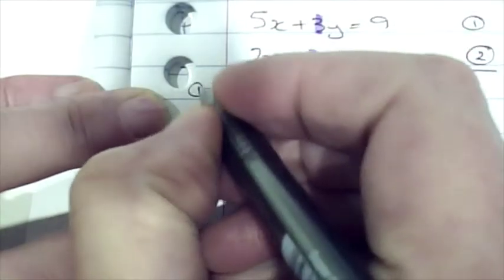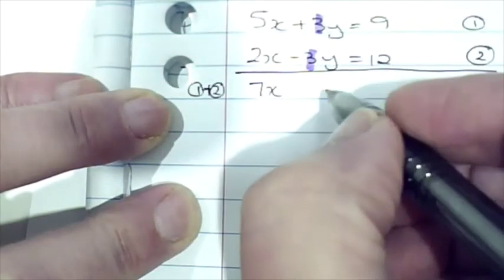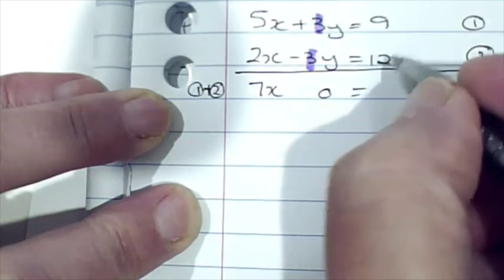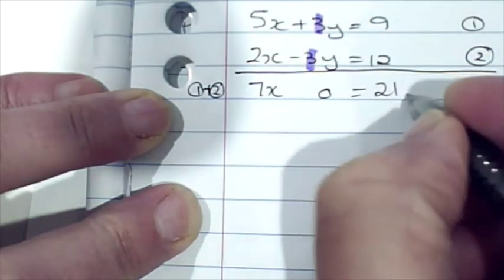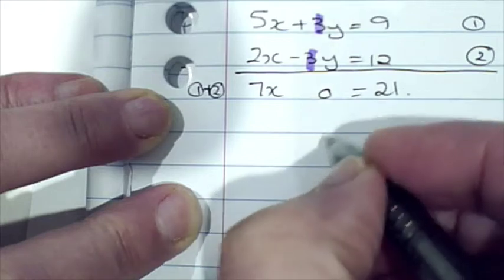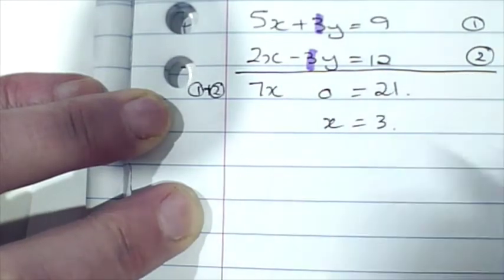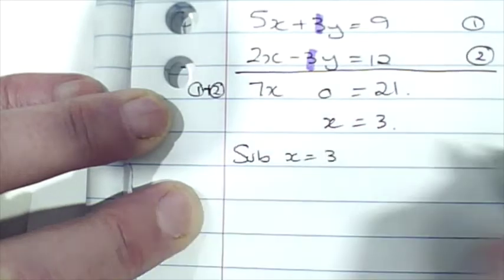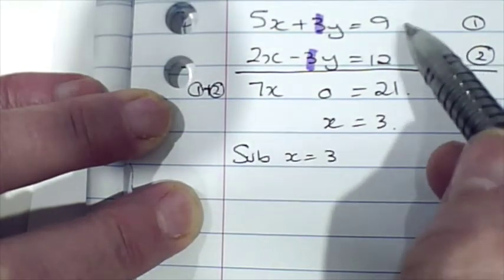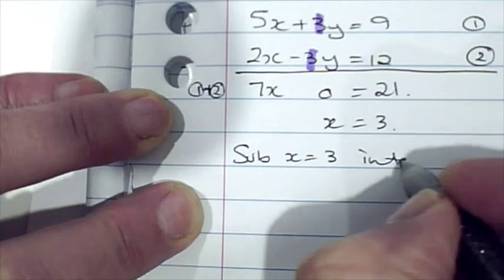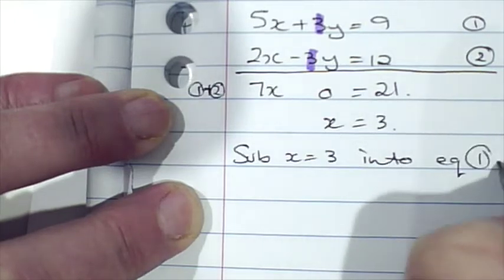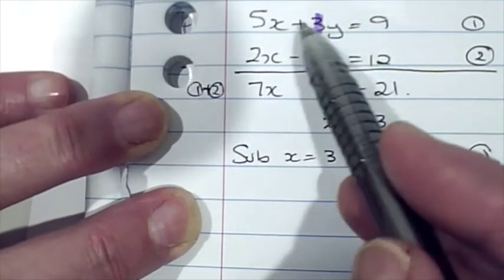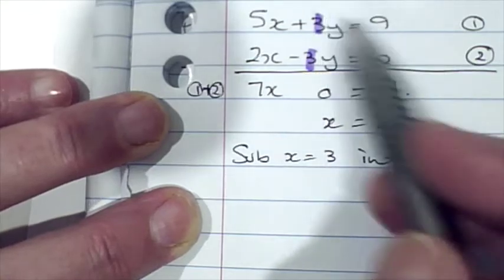So if I go equation 1 plus 2, 5x plus 2x is 7x, 3y minus 3y is 0, 9 plus 12 is 21. So 7x equals 21, x equals 3. I'm now going to substitute x equals 3 back into equation 1. The reason for that is because the y is positive and I want to find out y.